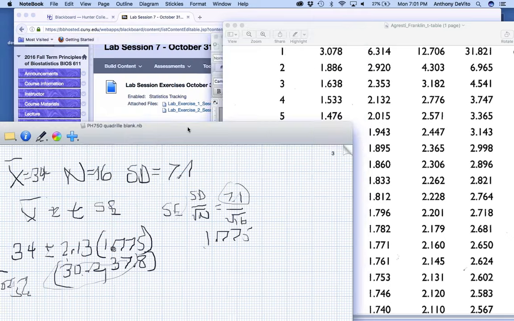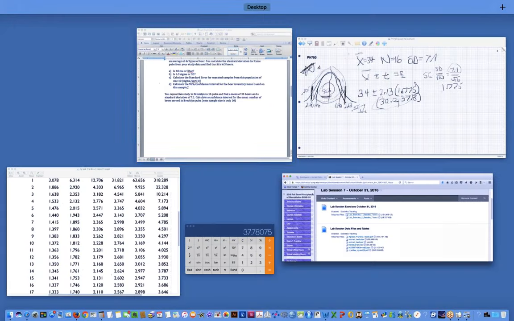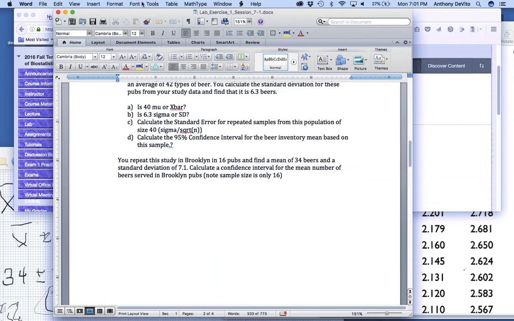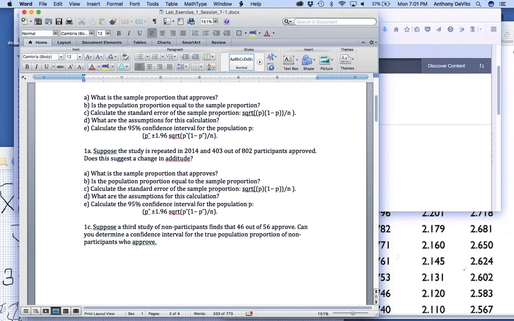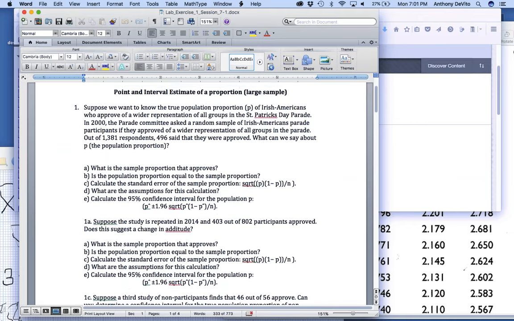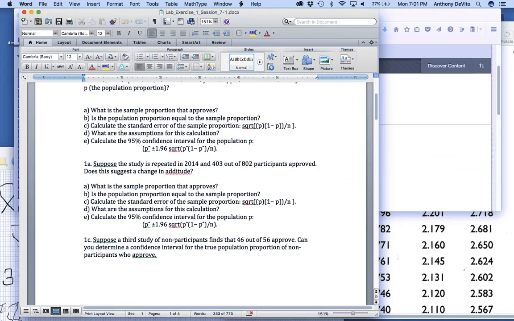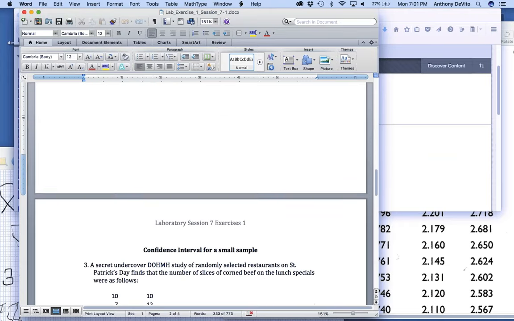Okay, so let's take a look at another problem. Before I want to take a look at a point estimate, just make sure that we understand how to calculate that, a proportion, make sure that we understand how to calculate the confidence interval for that as well.